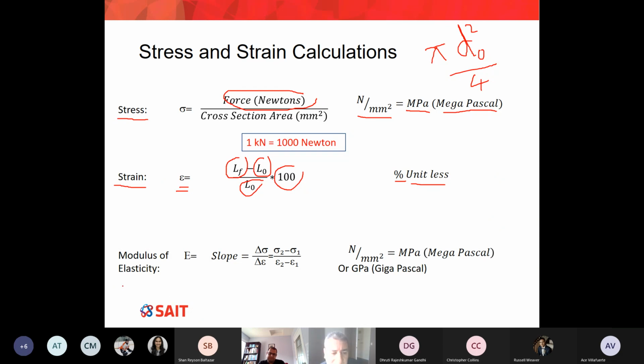Finally, the modulus of elasticity. I'm not sure if you know about it, probably you do. It is the slope of the line between stress and strain. I'll show you this later on. But you guys remember the slope of any line.